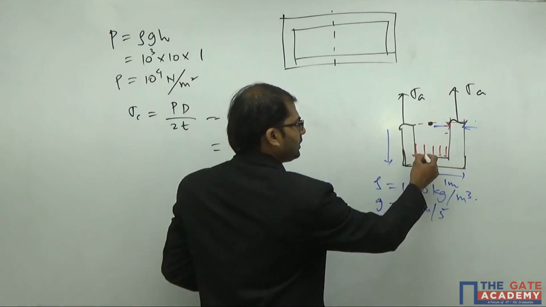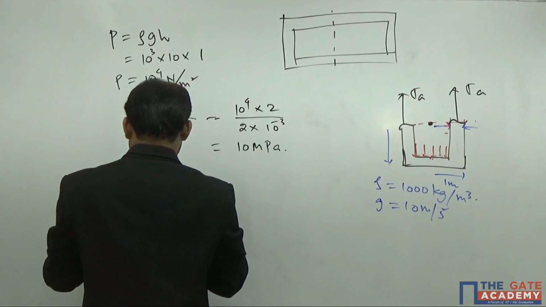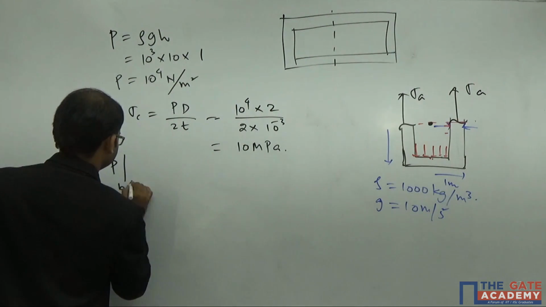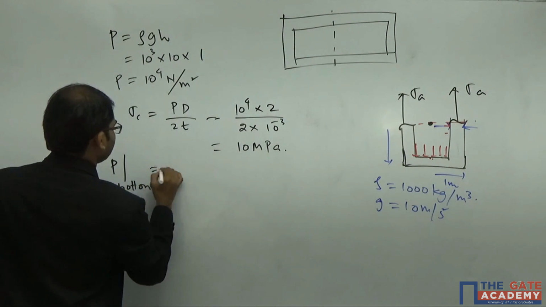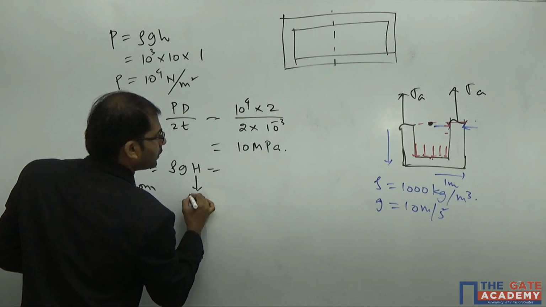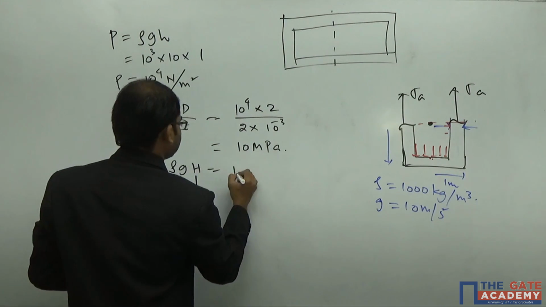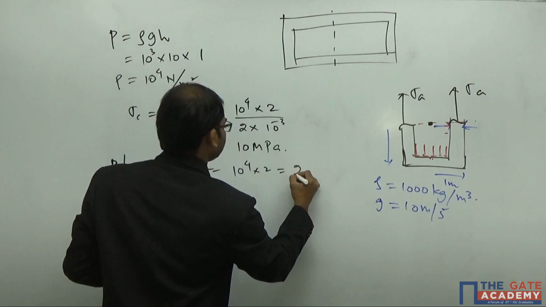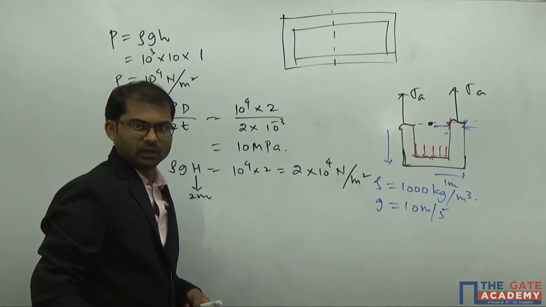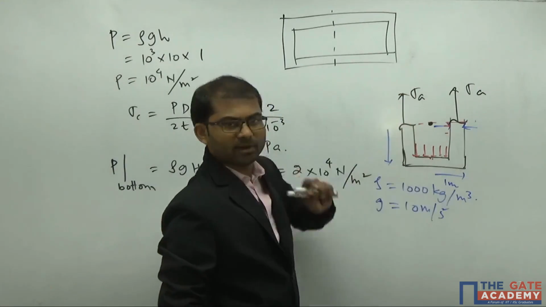So at this location, the pressure at the bottom is equal to rho g h, where h is actually 2 meters. So this will come as 10 power of 4 into 2, so 2 into 10 power of 4 Newton per meter square. So this is actually cancelled by sigma A here.